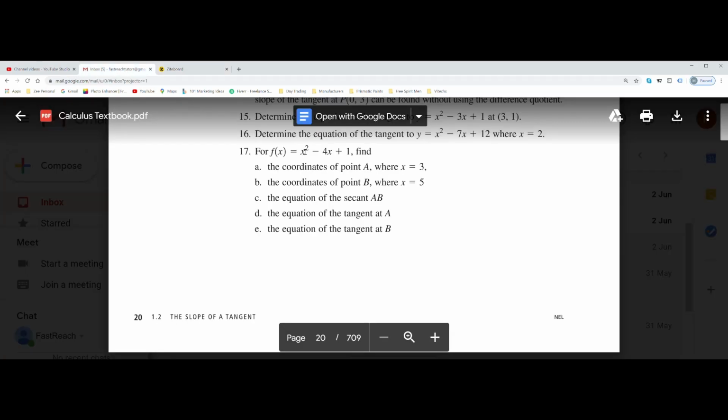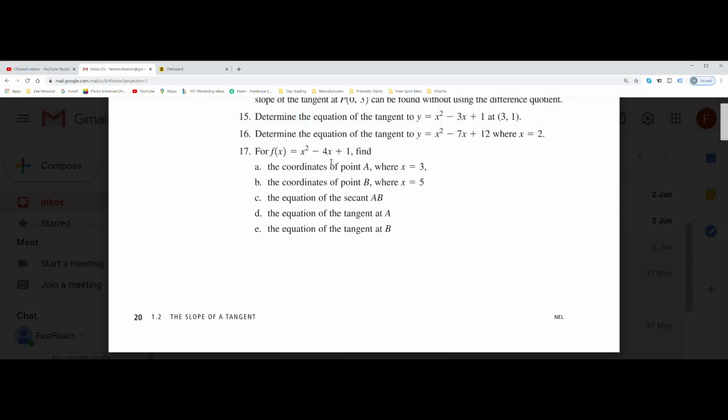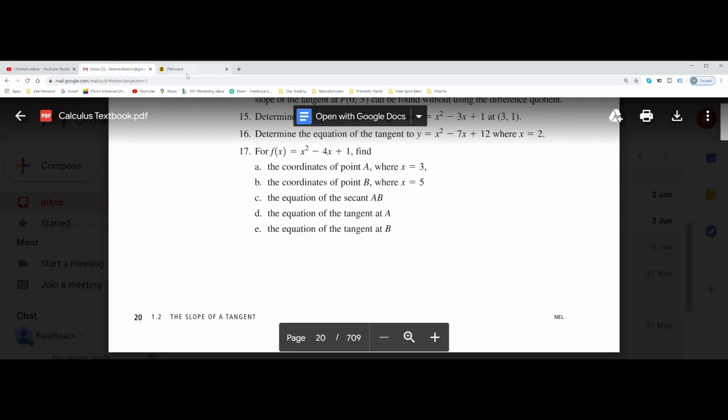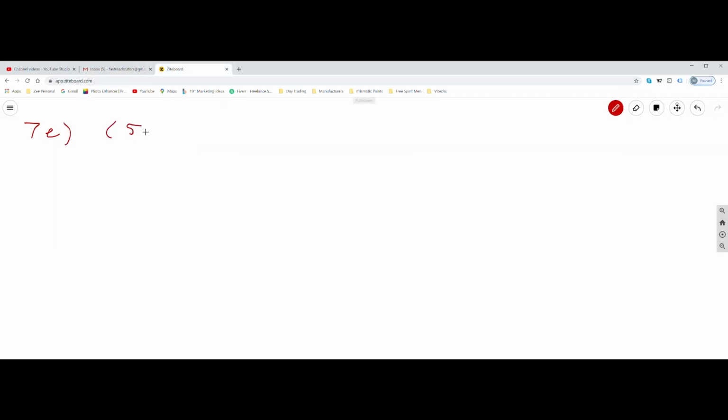So 5 squared is 25 minus 20. 5 plus 1 is 6. So the points are 5 and 6. So if you do 5 plus h squared minus 4, 5 plus h plus 1. This is 6, so it's just minus 6.